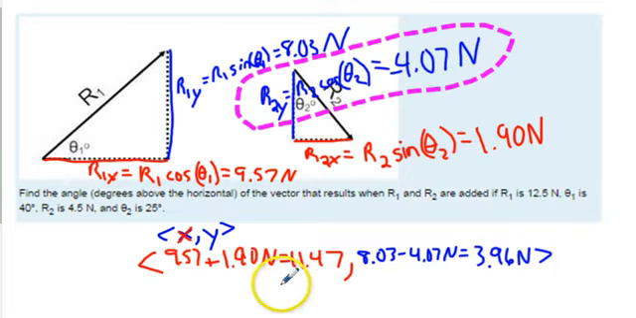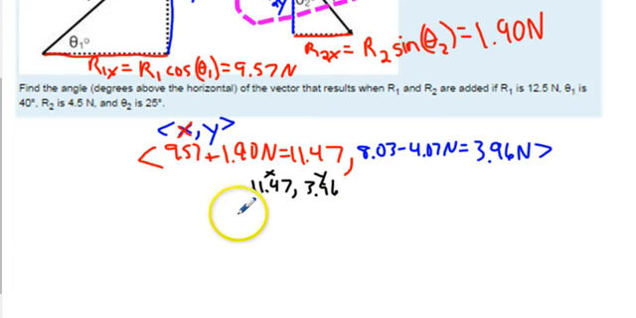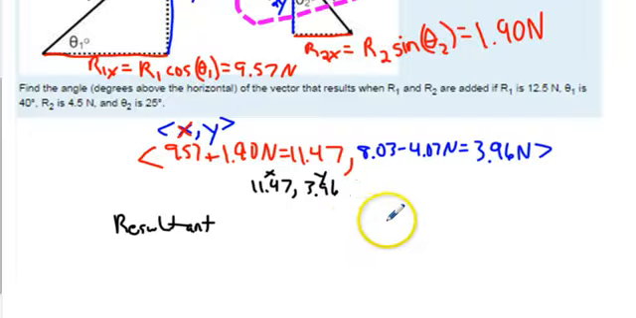All right, so overall we have 11.47 and 3.96 as our components. This is the x component, this is the y component. Now, once I get that information, there are two things I can do with it. One is find the magnitude of the resultant, and the other thing is find the angle.